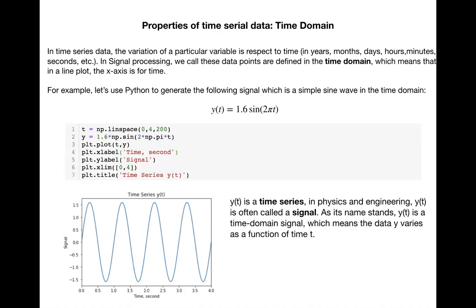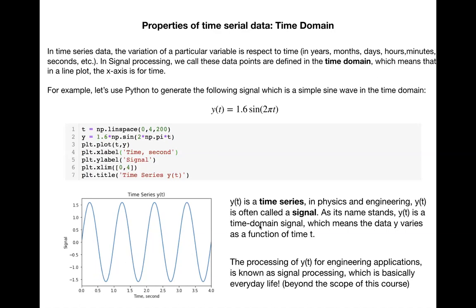So here y(t) is a time series, and in physics and engineering, it's often called a signal. As the name stands, y(t) is also known as a time domain signal. Time domain means that everything is plotted versus time, right? The processing of y(t) for engineering applications is also known as signal processing, which is basically your everyday life. All your computers, cell phones, software, hardware, these things are based on signal processing. But that's way beyond the scope of this course. We're not going to look at that.